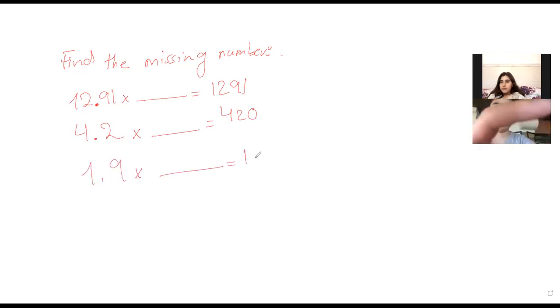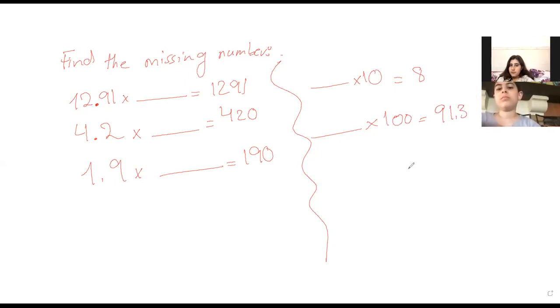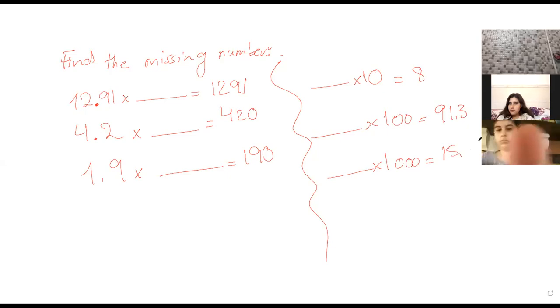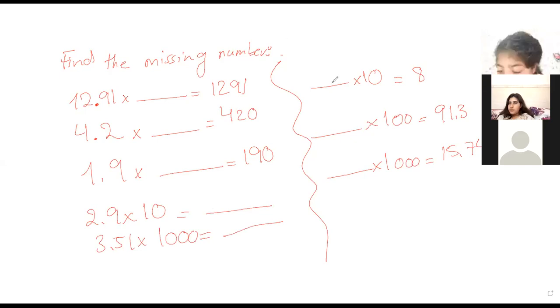1.9 times which number equals 190? Which number we multiply by 10 gives us 8? Which number we multiply by 100 gives us 91.3? Which number we multiply by 1000 gives us 15.74? And if we add 2.9 times 10, you will find the answer. 3.51 times 1,000. Let's start revising this question.